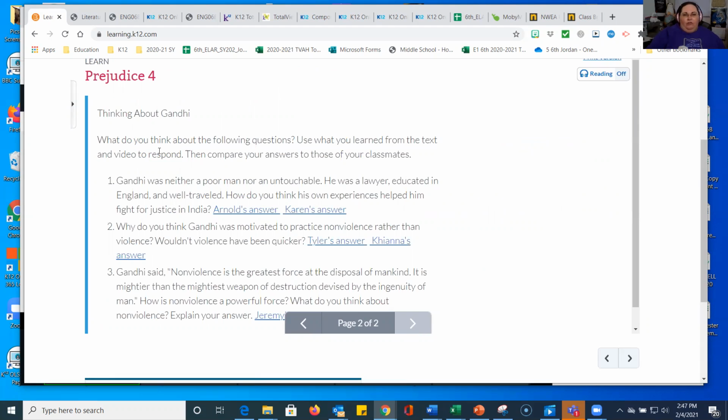Thinking about Gandhi, what do you think about the following questions? Use what you've learned from the text and video to respond. Then compare your answers to those of your classmates. Gandhi was neither a poor man nor an untouchable. He was a lawyer, educated in England, and well-traveled. How do you think his own experiences helped him fight injustice in India?